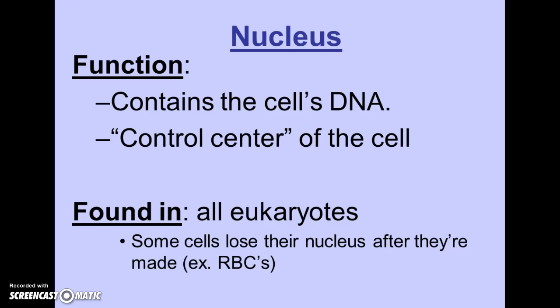All eukaryotics have it, although there are a few, such as red blood cells, which once they're made, actually lose their nucleus, similar to a worker bee that becomes a drone that won't reproduce. It just lives its life and then dies. That's what the red blood cells do.